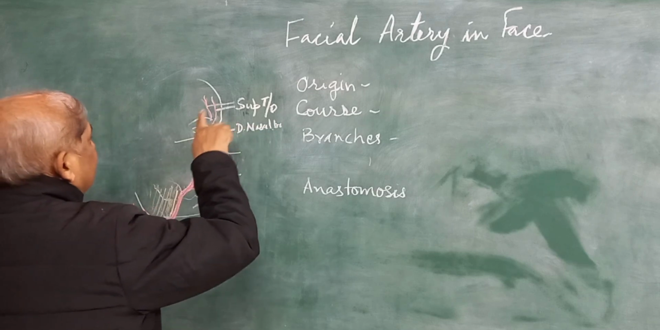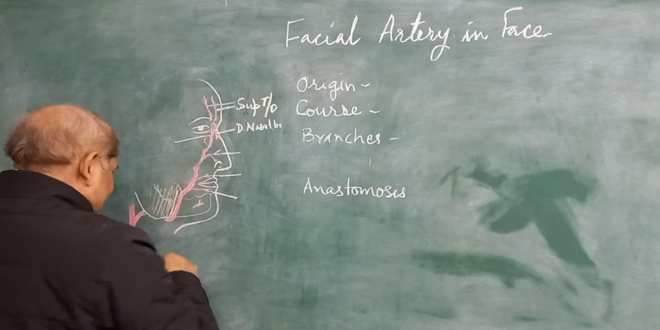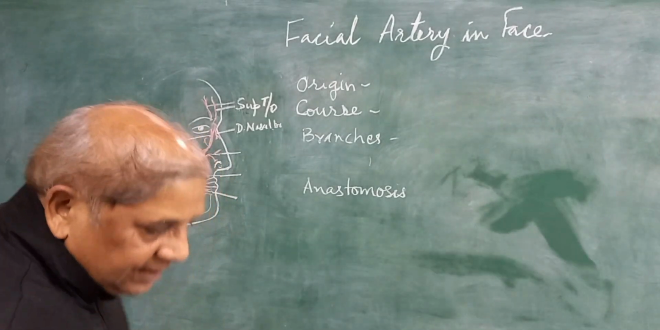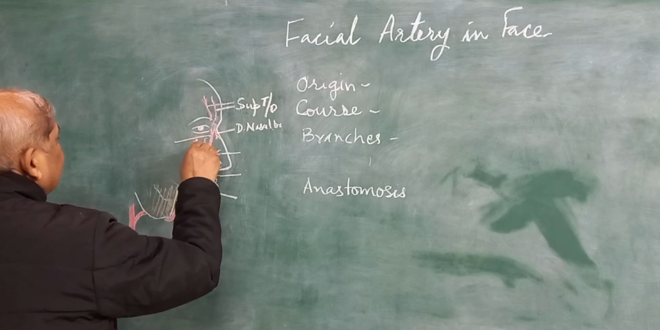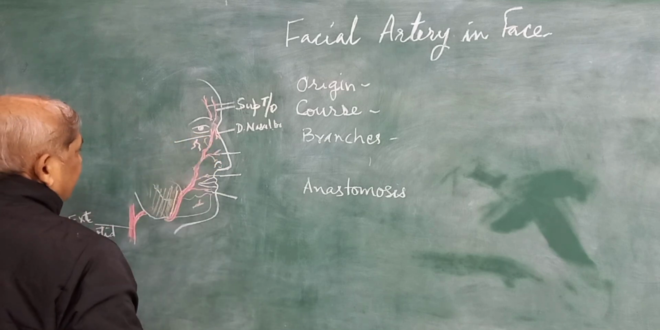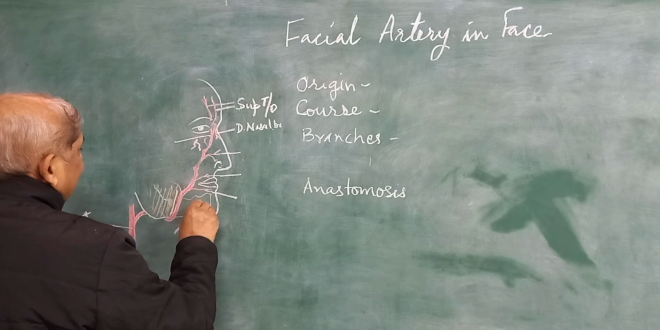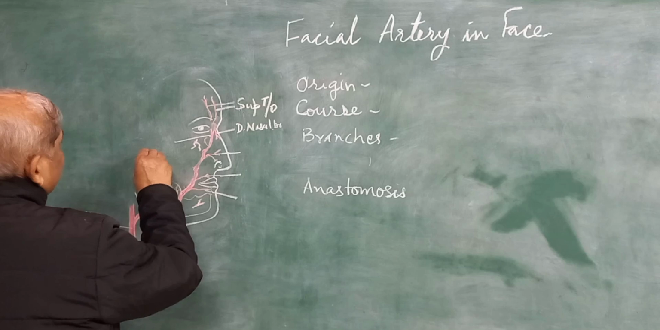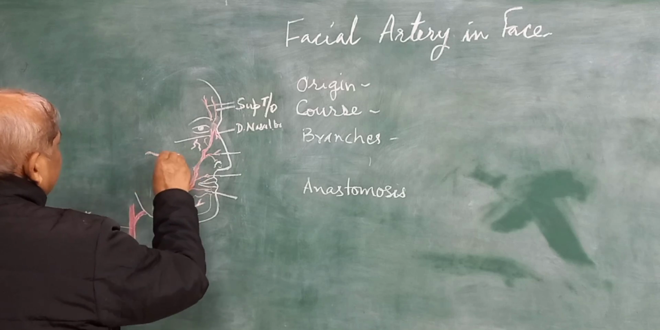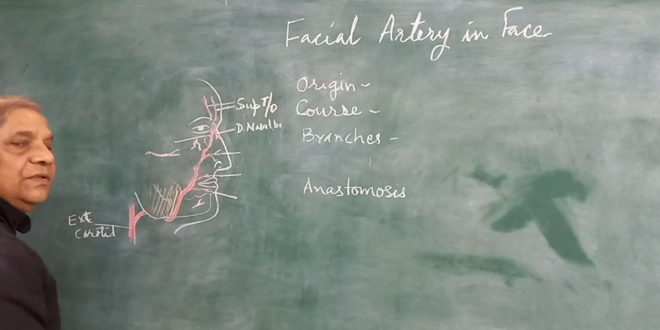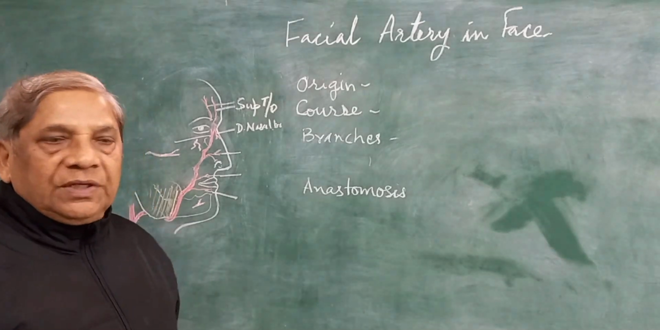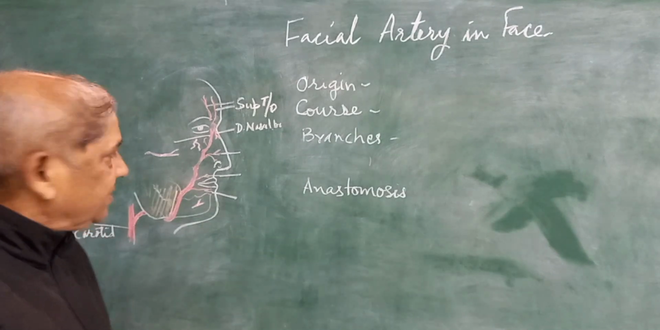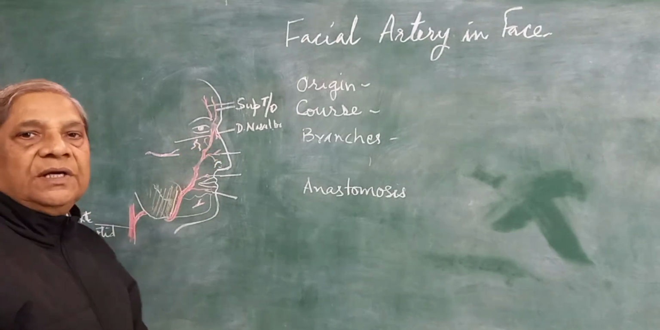So these are the branches. Plus, the face is also supplied by a branch from the maxillary artery, and that is the infraorbital branch, which comes out through the infraorbital foramen. It is also supplied by the mental artery. Then it is also supplied by the transverse facial artery, which is a branch of the superficial temporal artery. So there are many branches that supply it, but the major important blood supply comes from the facial artery.